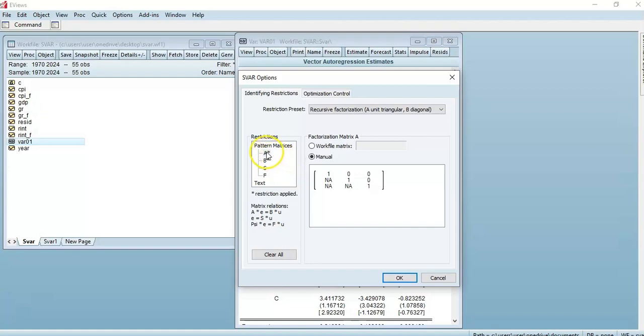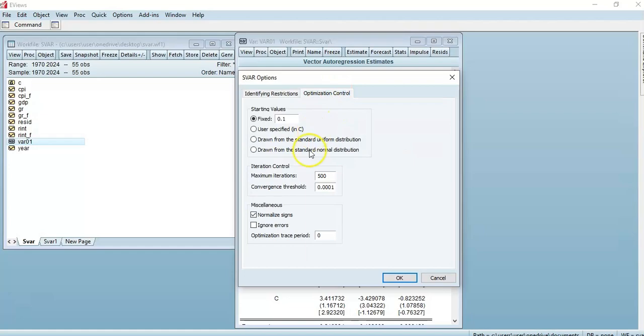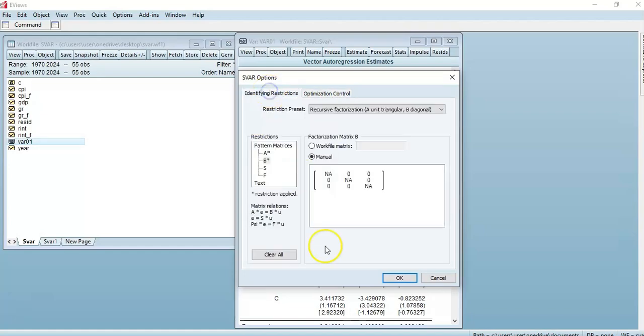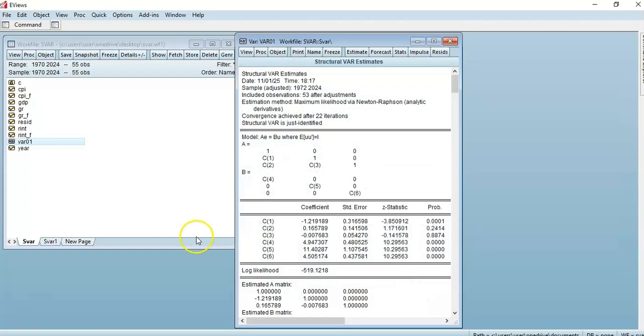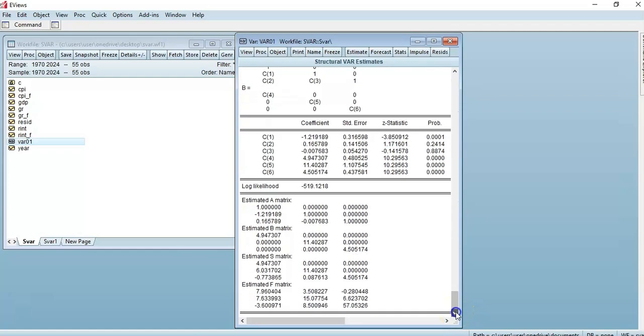Now this is the A matrix. We leave it this way. This is the B matrix. We also leave it this way. Then we check the optimization control. We leave them this way, and then we click OK. Now this is the estimate for the structural VAR.